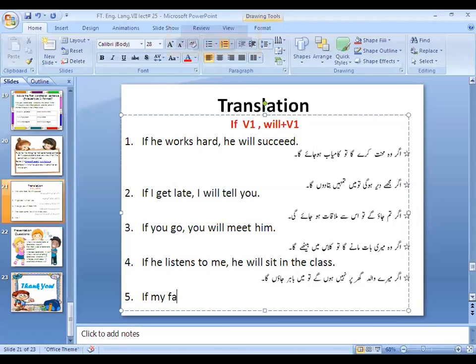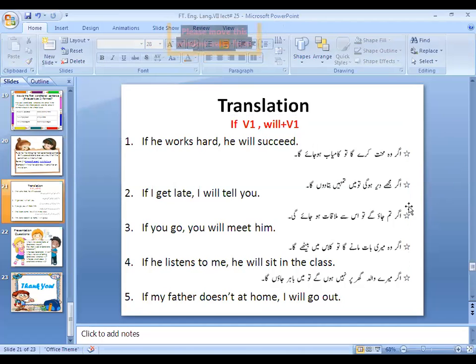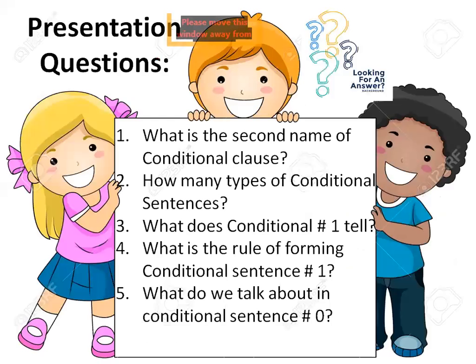If my father... अगर मेरे वालिद घर पर नहीं होंगे, if my father doesn't eat home, I will go out. ठीक है, अगर मेरे वालिद घर पर नहीं होंगे तो मैं बाहर जाऊंगा. If my father doesn't eat home, I will go out. ठीक है, तो these are the zero and conditional type 1.